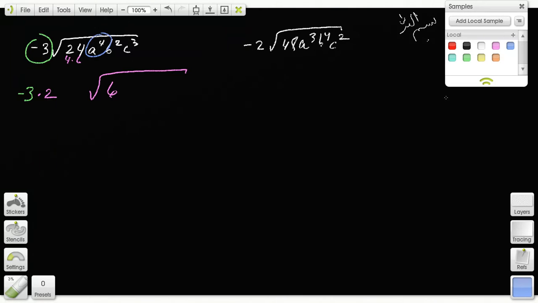How about the a's? A squared. They come out as the whole thing comes out. Anything left? No. Okay, how about b's? Just 1 b. Just plain b. How about inside? Nothing. How about c? C comes out and there's 1 c inside. And then you have to simplify this, right? What's negative 3 times 2? Negative 6.